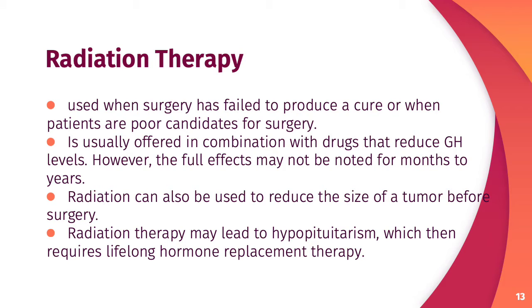Another management for the hyperfunction is also radiation therapy. The radiation therapy is only used when surgery has failed to produce a cure or when the patient is a poor candidate for surgery. This is usually offered in combination with drugs that reduce the growth hormone levels. However, the full effects may not be noted for months to years. The radiation can also be used to reduce the size of a tumor before surgery, and radiation therapy may lead to hypopituitarism, which then requires lifelong hormone replacement therapy.